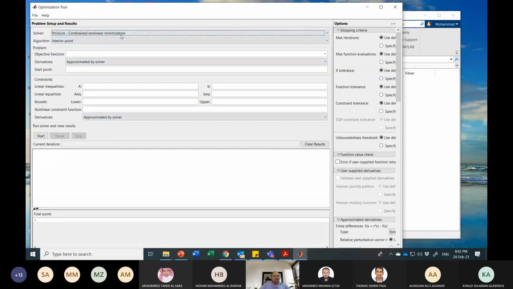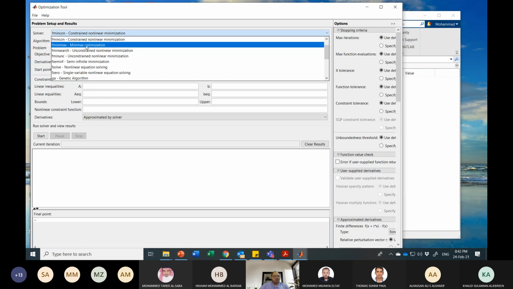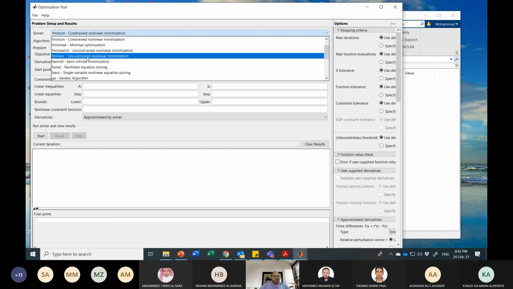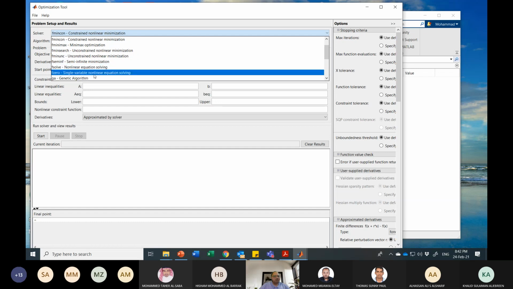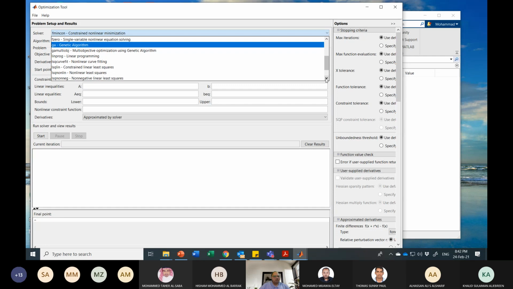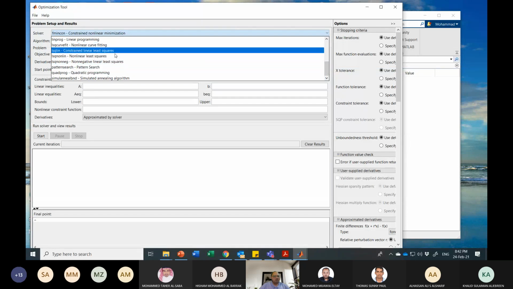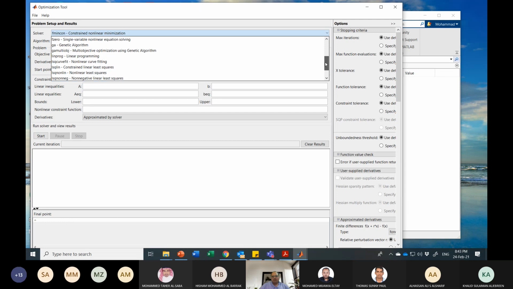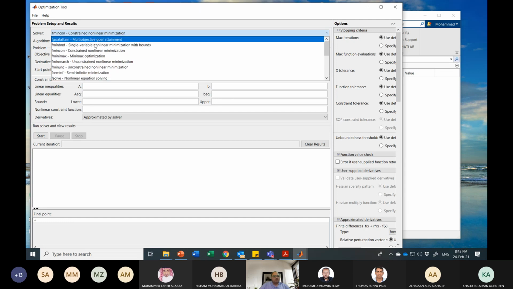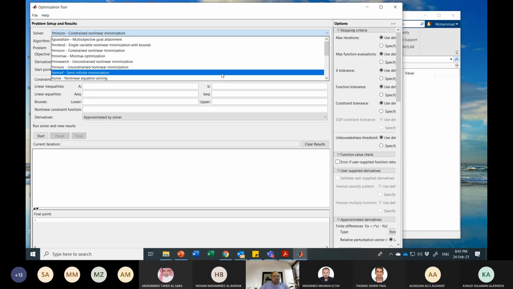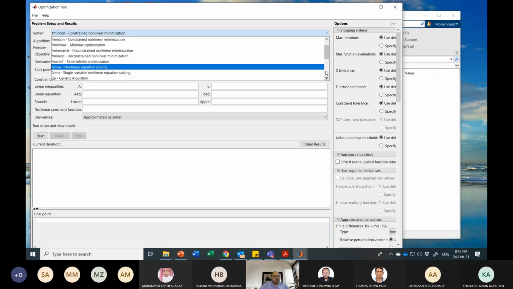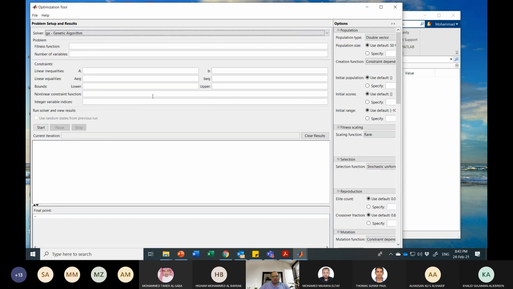You can have constrained nonlinear optimization, min-max optimization, unconstrained nonlinear single variable, and so on. And you have different functions here. You will see the other functions, simulated annealing, as you can see here, and also other constrained linear lists. There are several optimization techniques in this toolbox, so you can just use the one that you need. For example, genetic algorithm, as we are discussing right now.